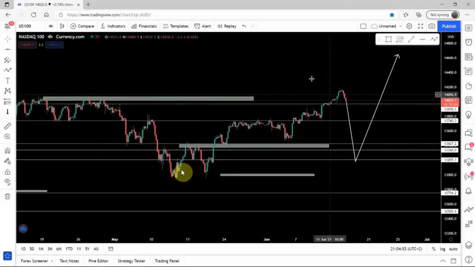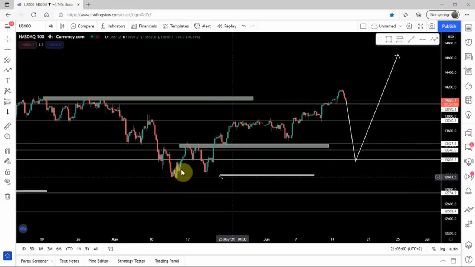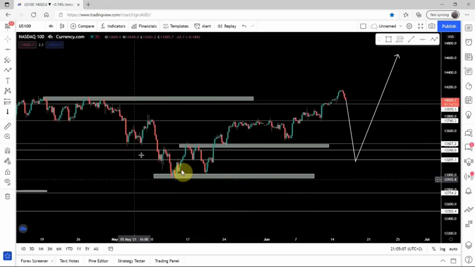Yeah, definitely. You understand? It was this order block that broke these highs. Yes? It was this demand zone that was going to hold and price pushed away.